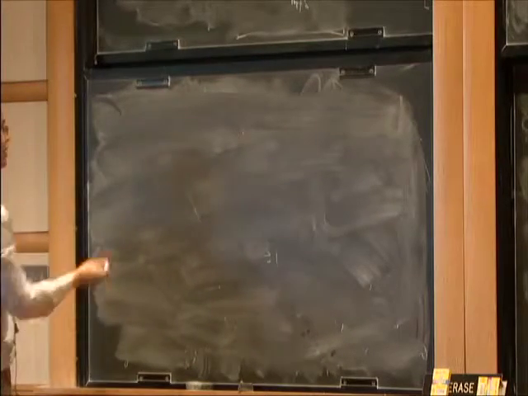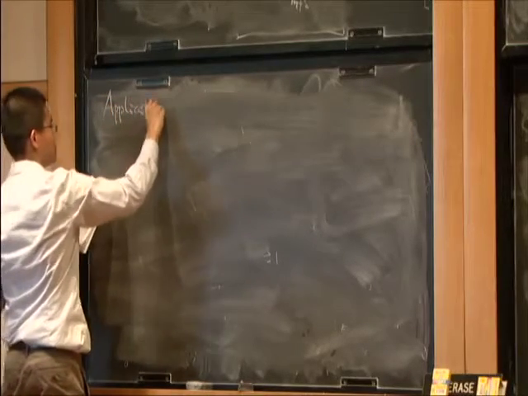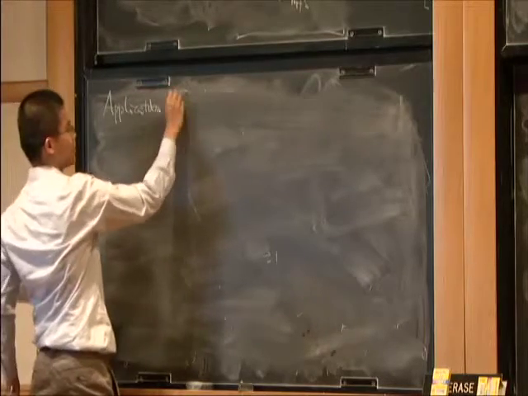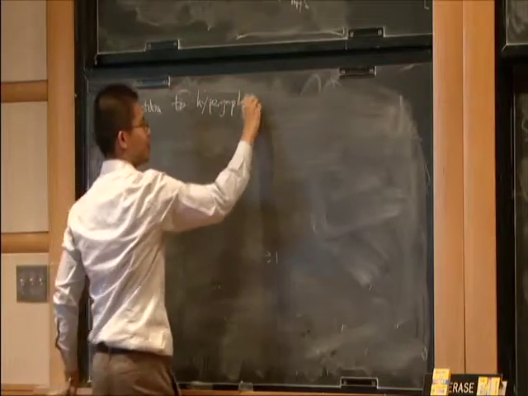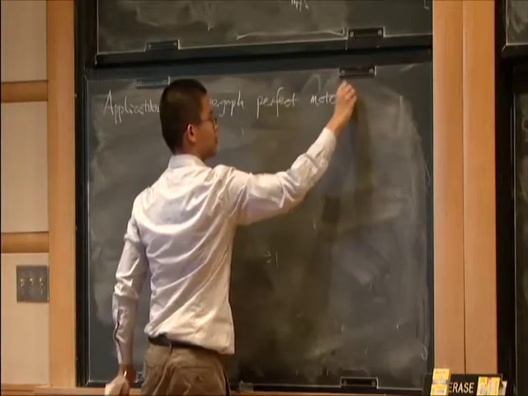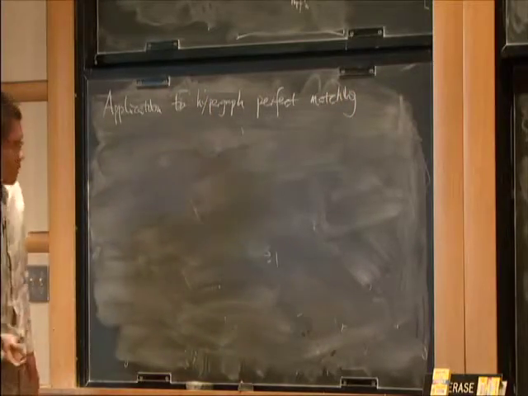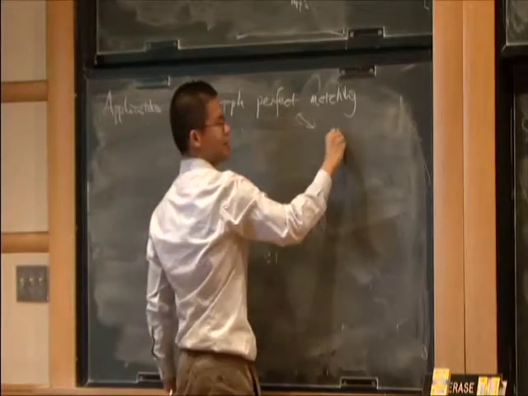So I want to talk about a few applications of this Erdős conjecture. So the first one is to hypergraph matching, maybe. To hypergraph perfect matching. By perfect matching, I just mean the matching number is n over k.